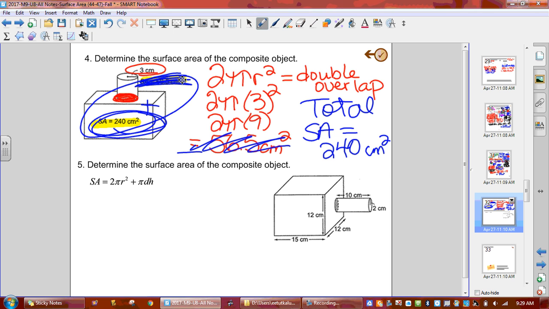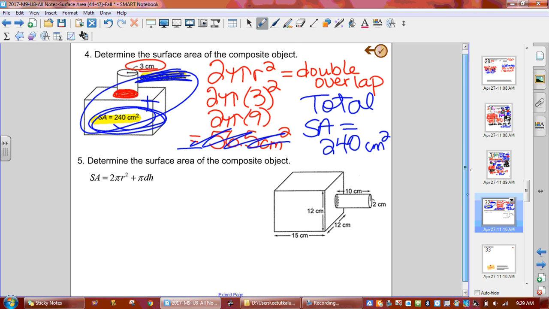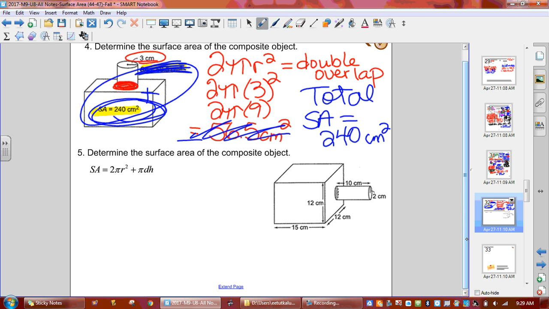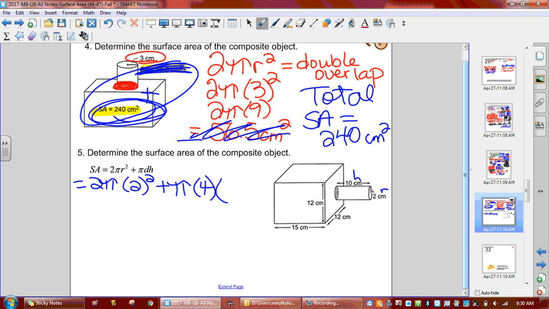Okay, so they gave us the surface area of a cylinder formula. That's the part we're going to do first, is the cylinder. So, our radius is 2, the height is 10. So, surface area of our cylinder is going to be 2 pi times 2 squared for the radius, plus pi times diameter of 4 times height of 10. So that's going to help us find the surface area of our cylinder.